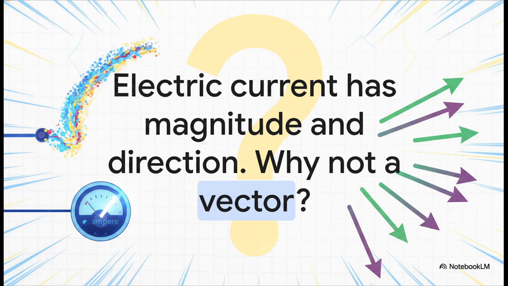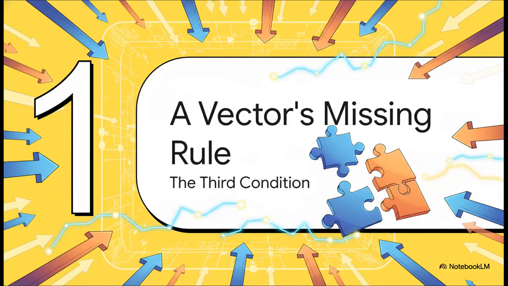I mean, that's the million-dollar question, isn't it? It's got magnitude, we measure it in amps, it has a clear direction, it flows from a higher potential to a lower one. On the surface, it looks like it's got everything it needs to be a vector, but it's classified as a scalar. In this explainer, we're going to find that missing piece of the puzzle. So where's the catch? Well, it turns out this simple definition of a vector that most of us learn first, magnitude and direction, that's not really the whole story. There's a hidden rule that often gets left out.